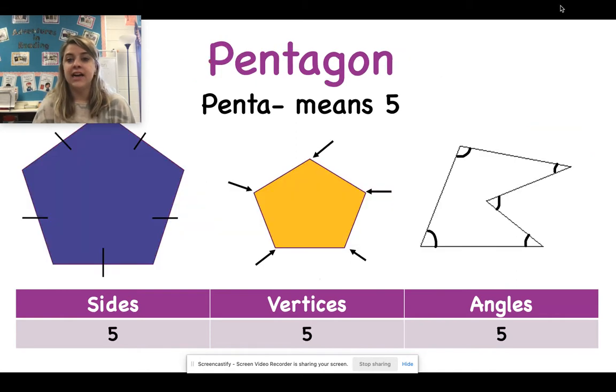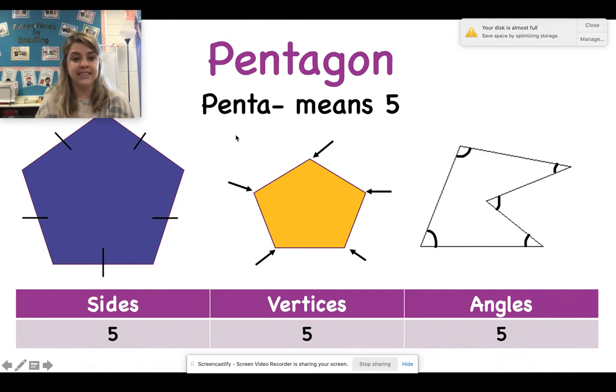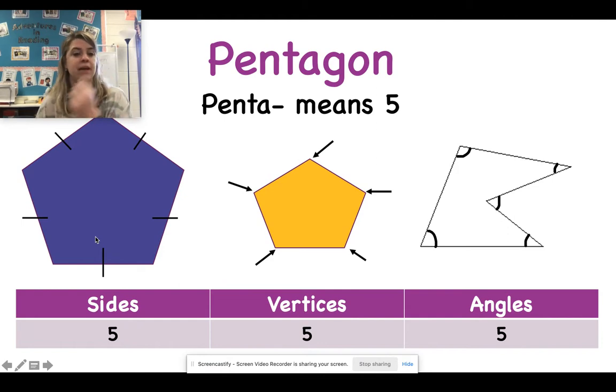Our next one was a pentagon. Now, the pentagon that we normally see looks like these first two. When we see that shape, we say, oh, that's a pentagon, because it looks like the normal shaped pentagon. If you look over here, we have a different kind of pentagon, but it is still considered a pentagon because it has 1, 2, 3, 4, 5 sides. It has 5 vertices, and it has 5 angles. So penta means 5.